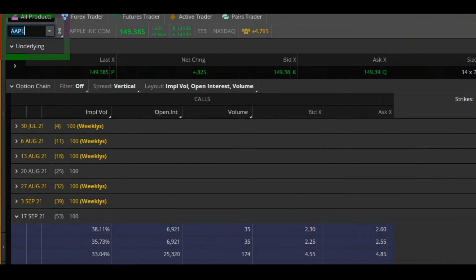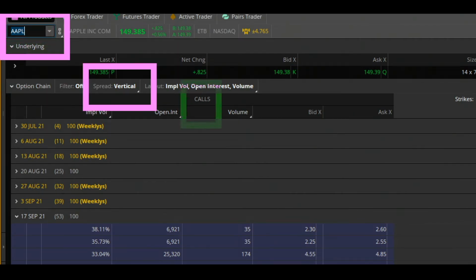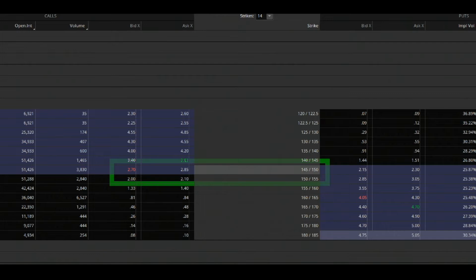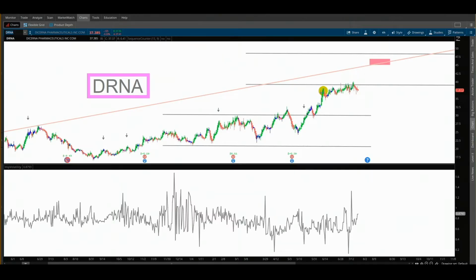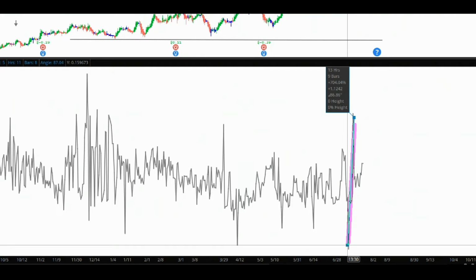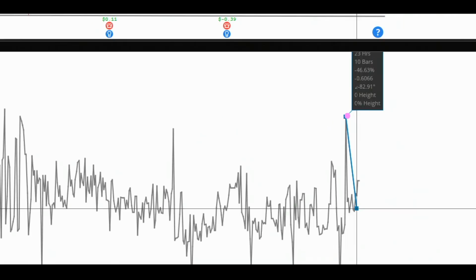So when we look at Apple vertical spreads, calls September, and we look at the spread right at the money, we see the bid is 2.70 and the ask is 2.85, meaning it's about 15 cents apart. Compared to DRNA, up against resistance, implied volatility has moved in a range of 0.2 to 1.4, which you can see that whipsaw effect created about a 100% increase. As it came down off of those highs, it dropped over 45%.